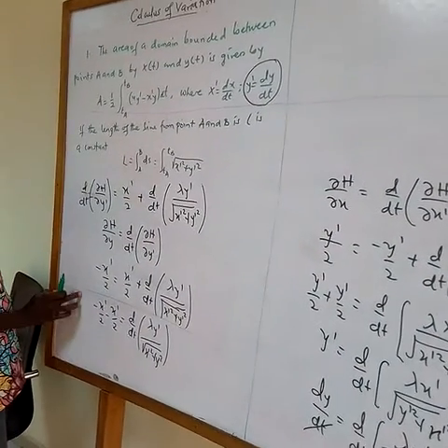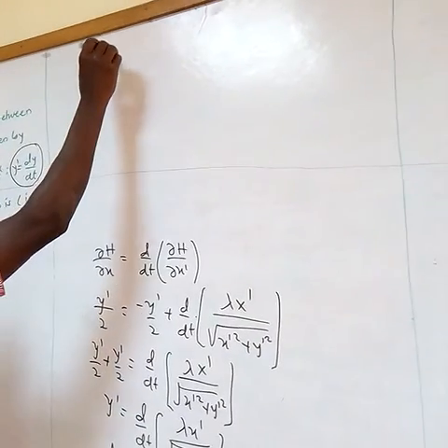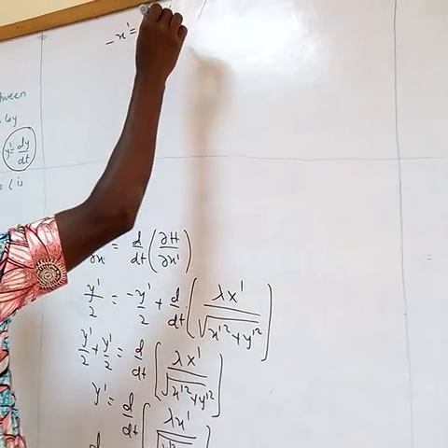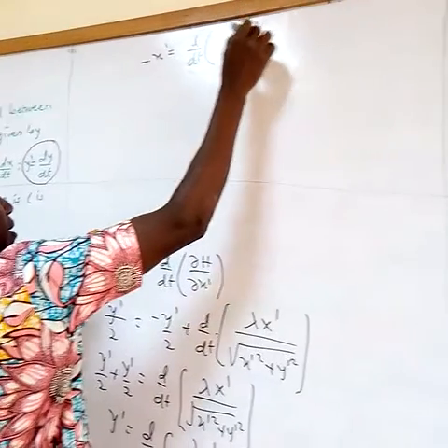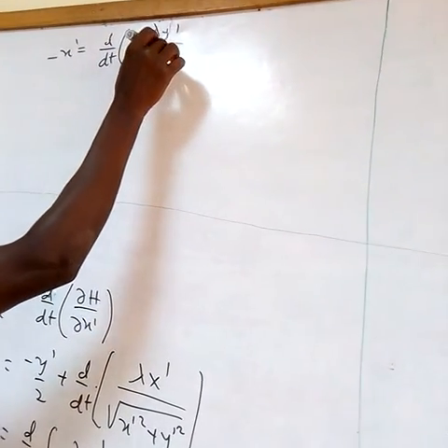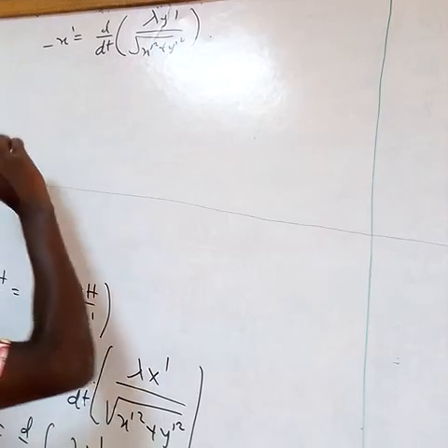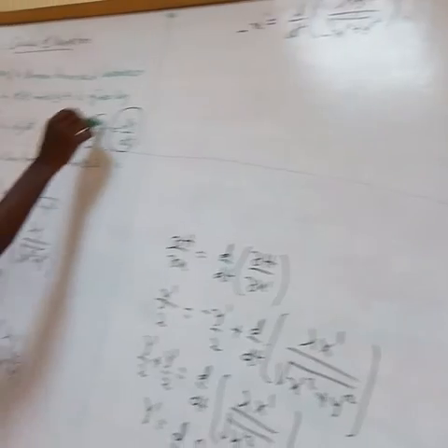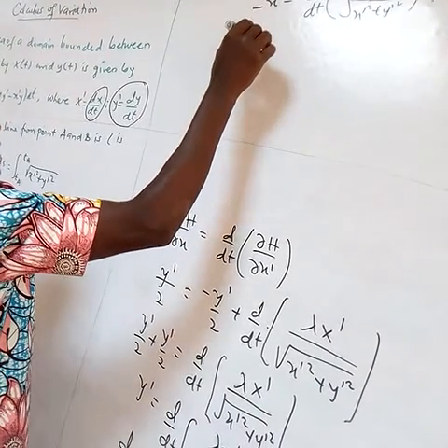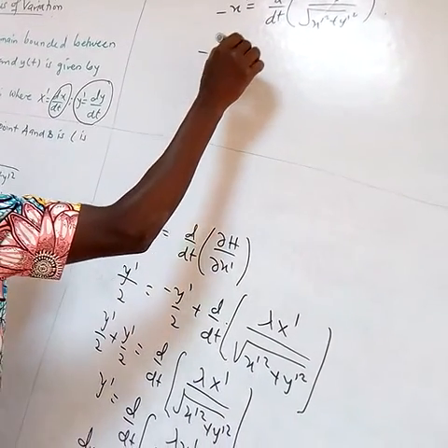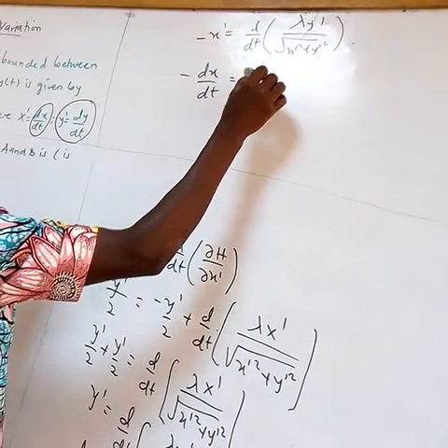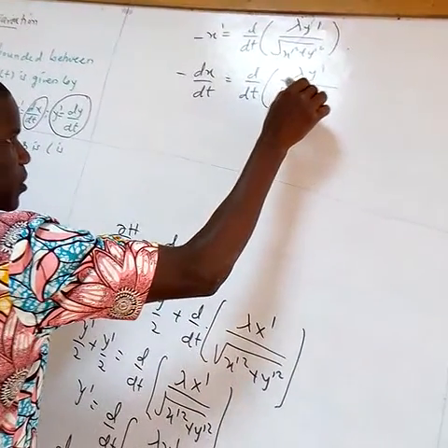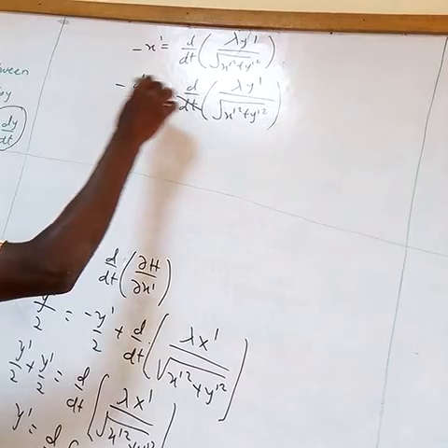So the next thing is for us to add. By the time we add, we are going to have minus x', which is equal to d/dt of λy' over the square root of x'² plus y'². What is x'? x' is dx/dt. So we are going to have minus dx/dt is equal to d/dt of λy' over the square root of x'² plus y'². Automatically dt can cancel dt.